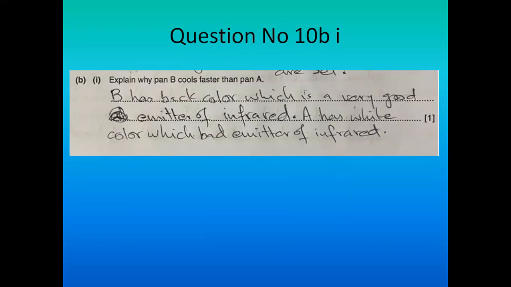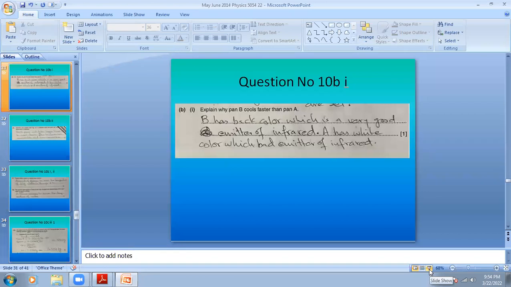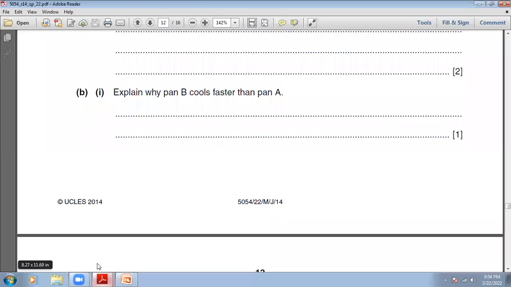So B has black color, which is a very good emitter of infrared. A has white color, which is a bad emitter of infrared. So that's why there is a difference of temperature drop in both the saucepans. B will have more temperature drop. Okay, so let's move to the next part.